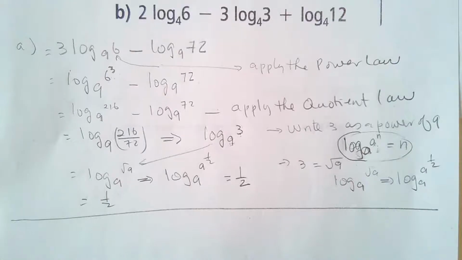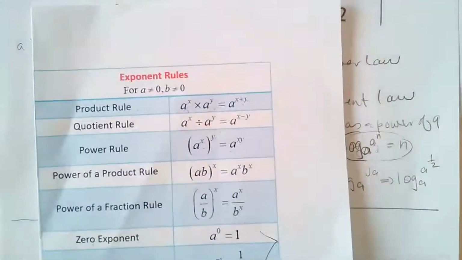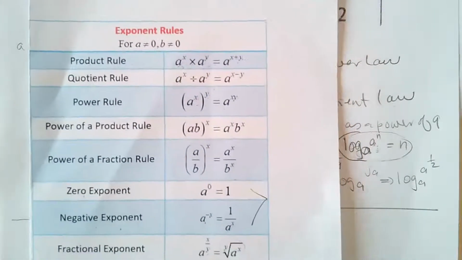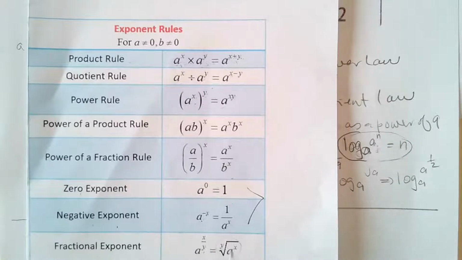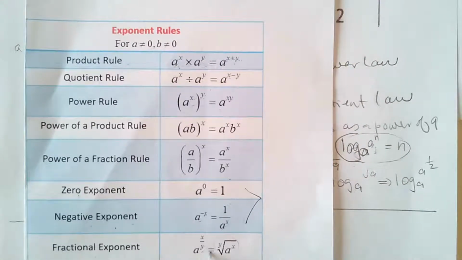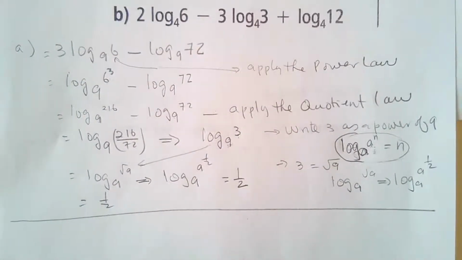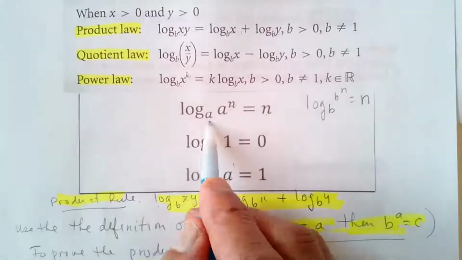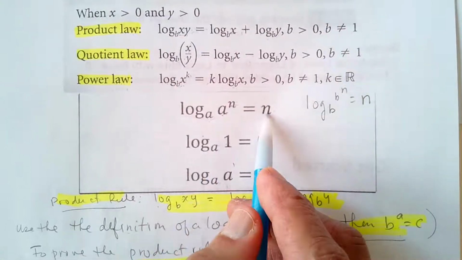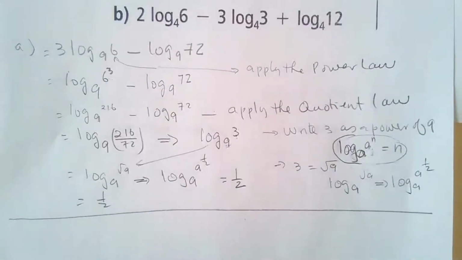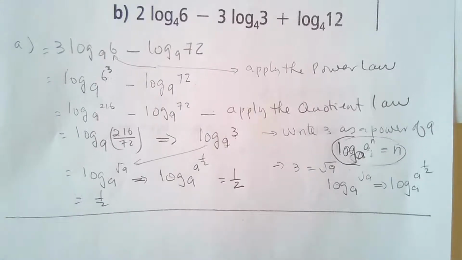So that's why, remember, we use the exponential rule here. And the one we were looking at is a fractional exponent. And we're also using log a to the a^n is equal to n. So our final answer is a half.